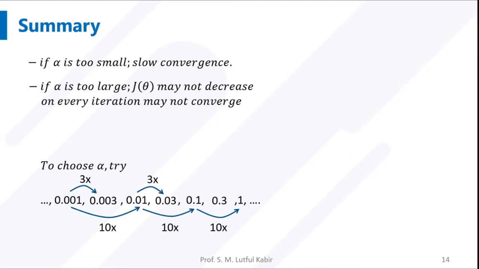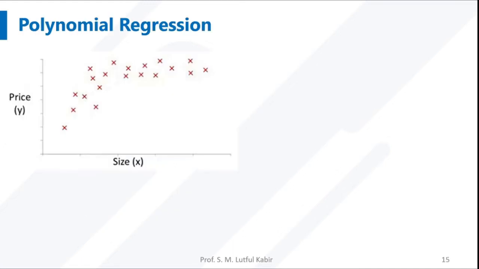So in this manner, you try for different alpha and find out which alpha gives you the best result, best in terms of speed and best in terms of convergence. Let us discuss polynomial regression.